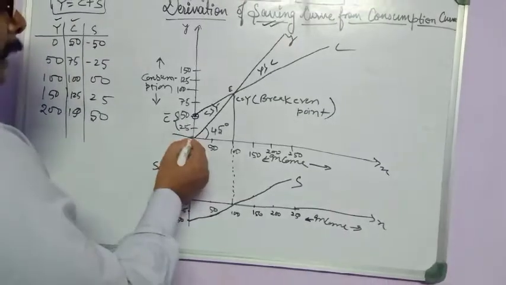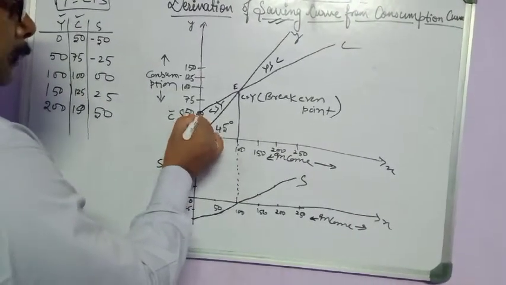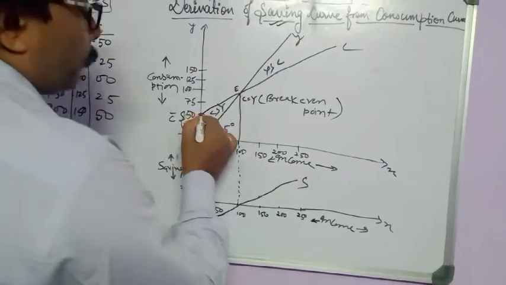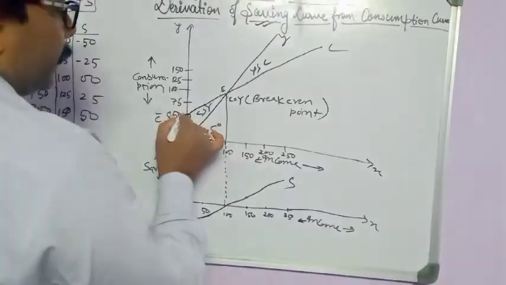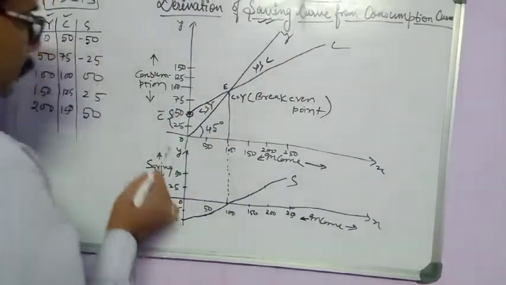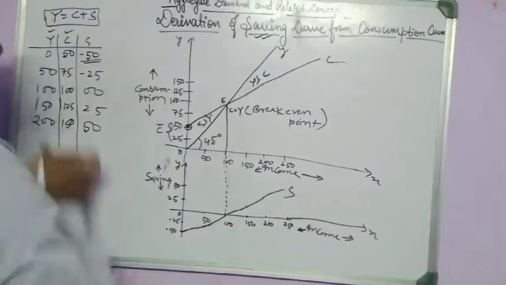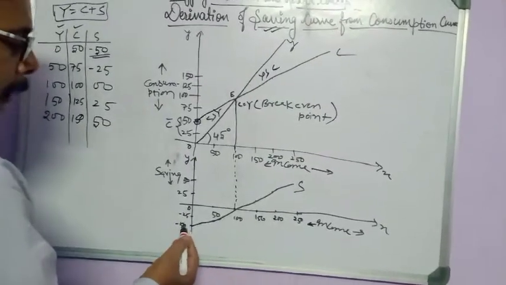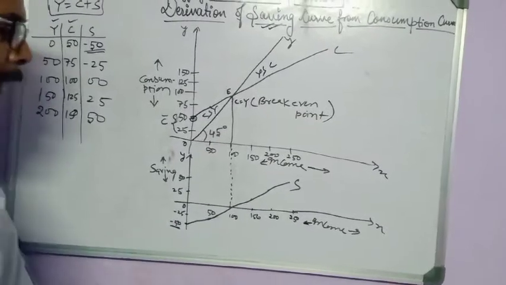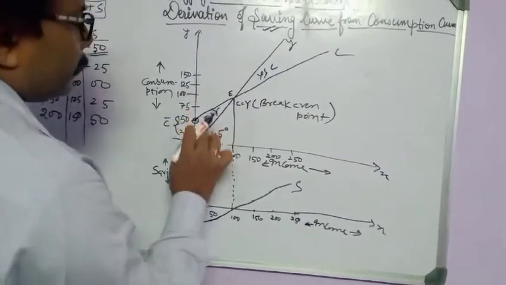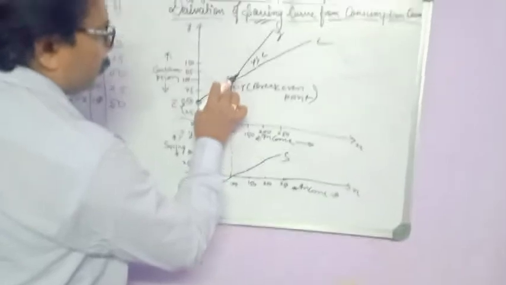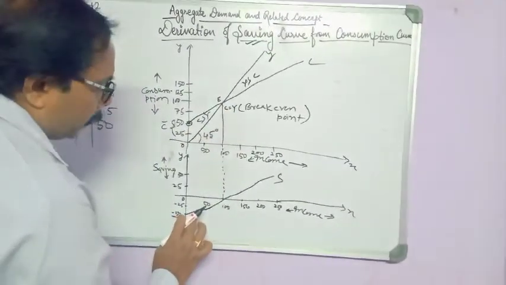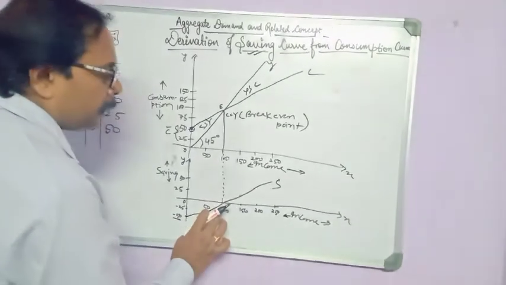When the income is 0, consumption is 50, and that's why the consumption line starts from the positive area of the y-axis, whereas at the same time the saving is minus 50. That's why the saving line starts from the y-axis again, but it starts from the negative area. As the income increases, consumption also increases, but consumption increases at a slow rate. That's why the saving is increasing continuously.